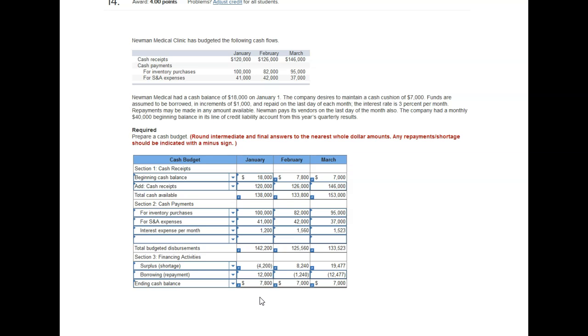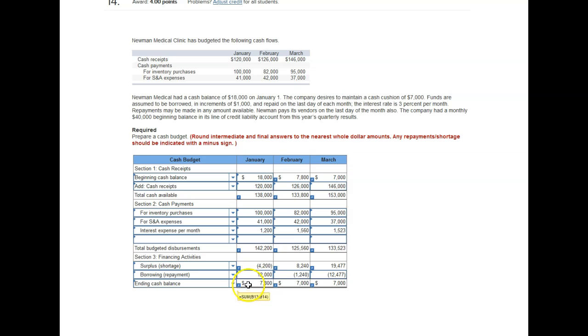Well, they told us up here though, if we borrow money, we have to borrow in $1,000 increments. So we cannot borrow $11,200 to get to an even 7,000 here. We have to go up to the next round number in the thousands, to 12,000. So if we need somewhere over $11,000 to borrow, we have to go to 12. We have to borrow $12,000.